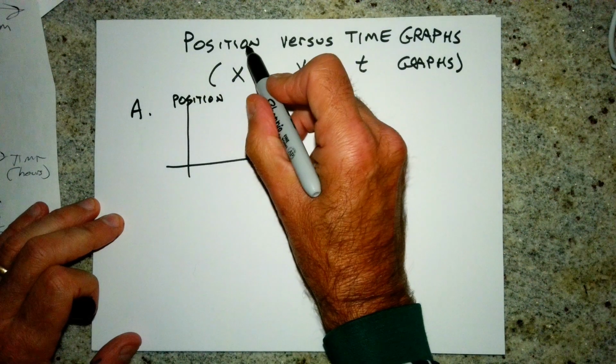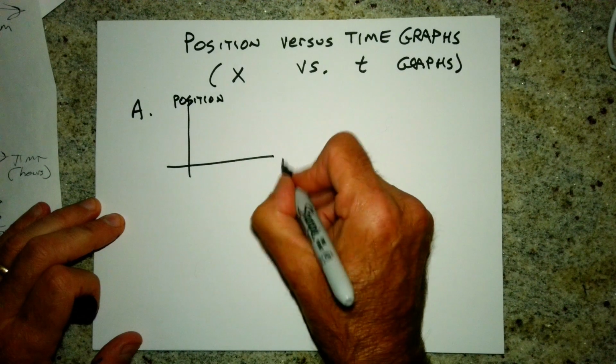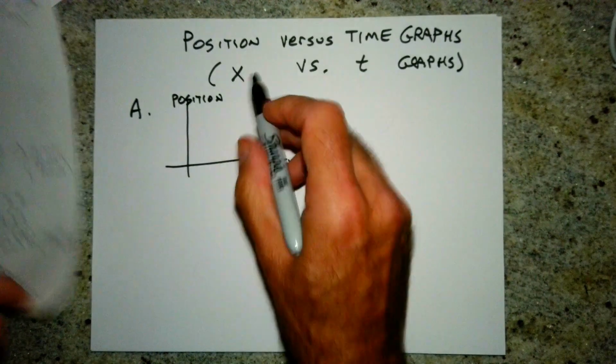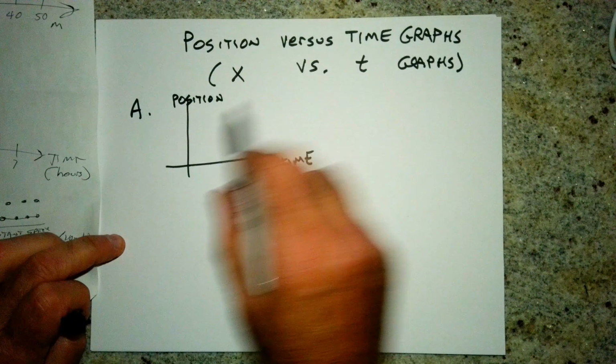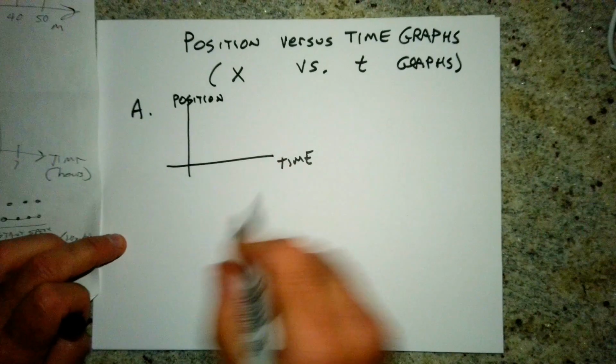Whatever word or thing comes before the word versus goes on the vertical axis, and what comes after the word versus goes on the horizontal axis. So that's what position versus time means. It tells you where to put the quantities, which axis gets which.